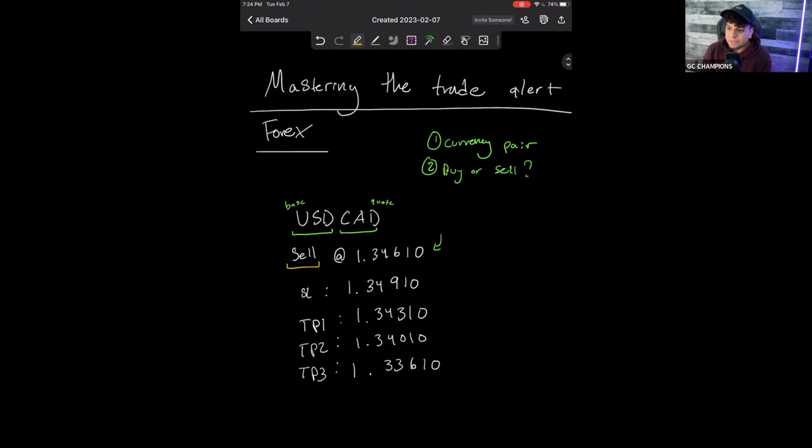The second step, is it a buy or a sell? I'm told where the market is looking like it's heading. I'm going to sell. Number three, take profits and stop losses. So what are my take profits and stop losses? So if you don't know, here.